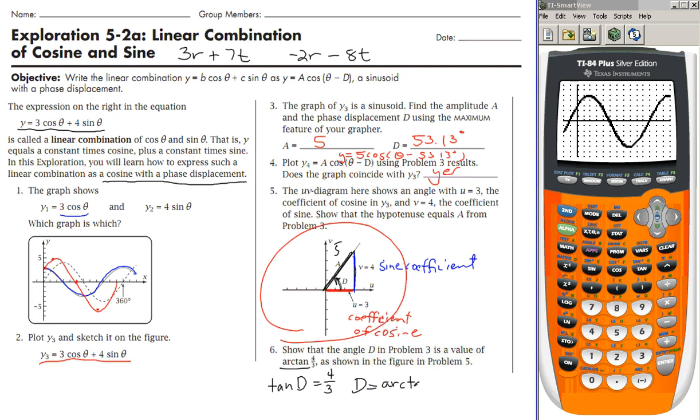And I'll talk more about why it's arctangent 4/3. Because after all, right, we only have one angle here as our phase displacement. I don't have an infinite number of angles. The problem is it's not always one of the angles in the principal branch of tangent that is the one that we want. So we say arctangent so that we consider options outside of the principal branch if necessary.